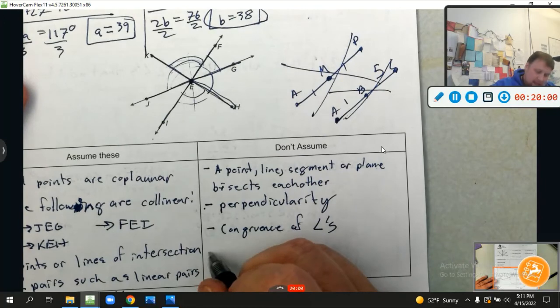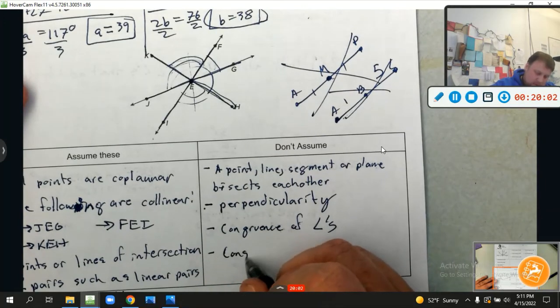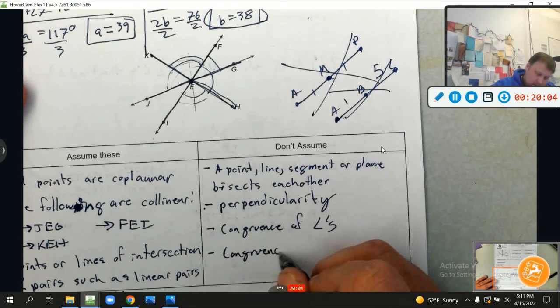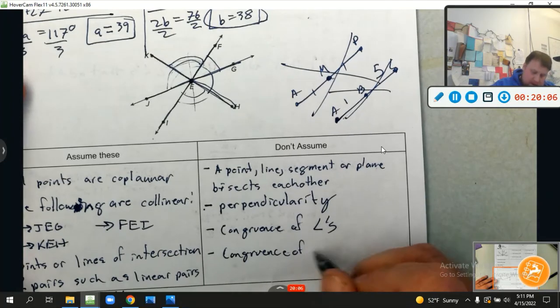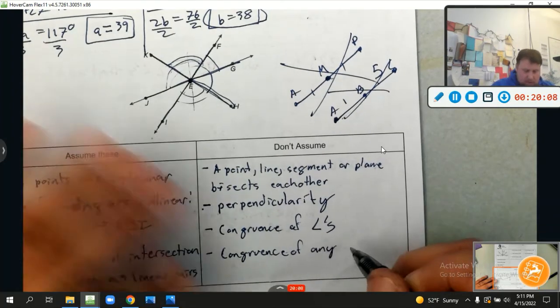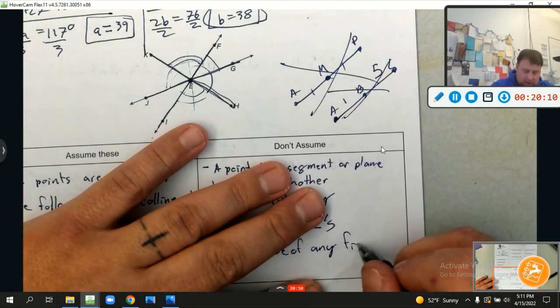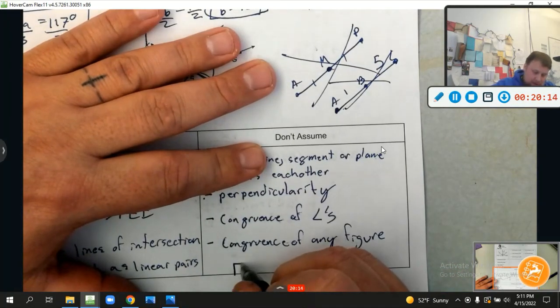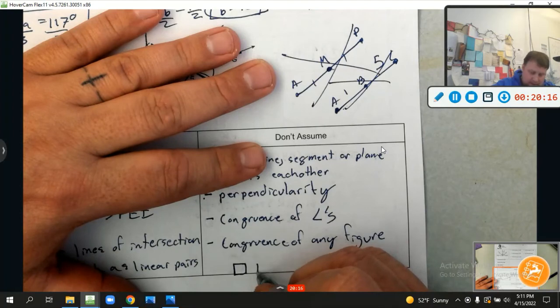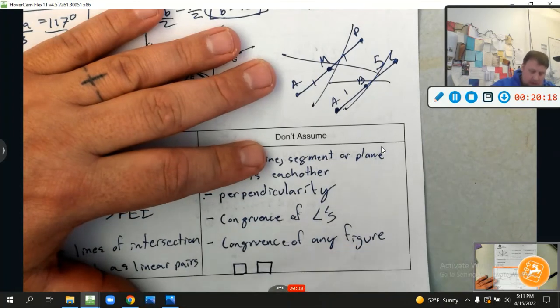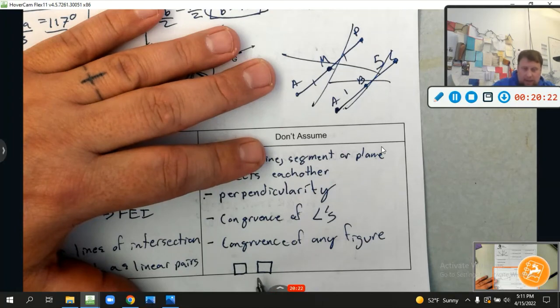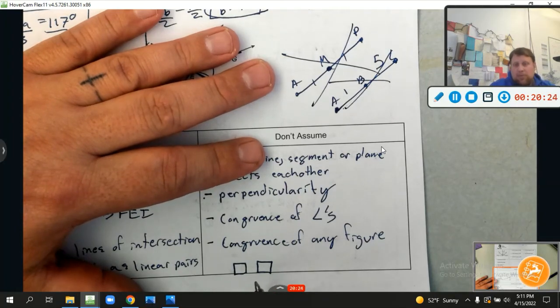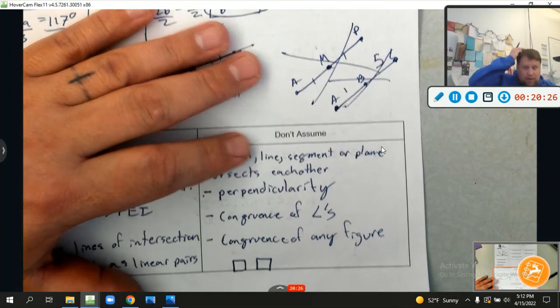Last thing, I cannot assume the congruence of any figure. So any shape, any figure. In other words, if you see a drawing that looks perfect, you cannot assume those are congruent rectangles. Clearly they don't look like it, I think. But you can't assume it even if they look perfect. It has to be proven.